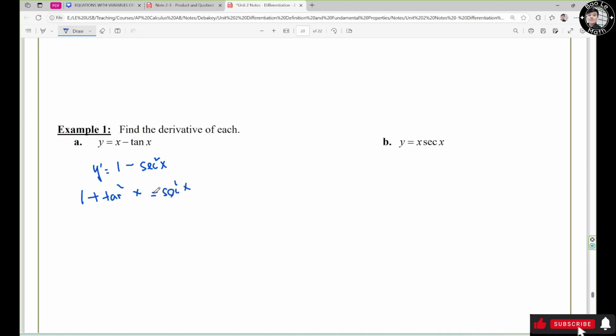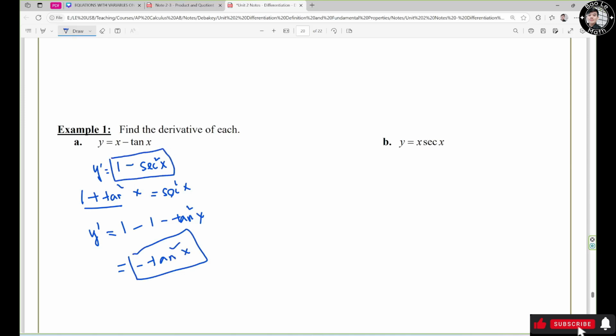So then I substitute this for secant squared of s, so I have y prime equals 1 minus tangent squared of s, so it's going to be negative tangent squared of s, alright? This one or this one, they both work, alright?